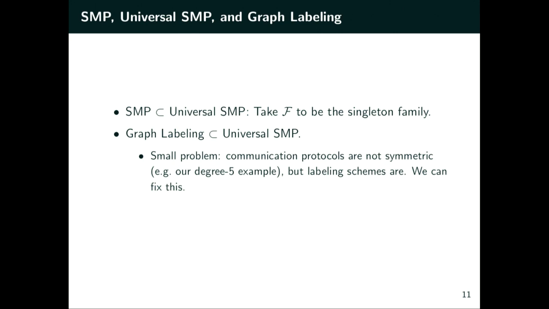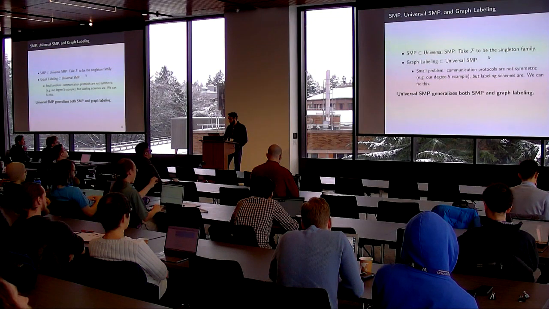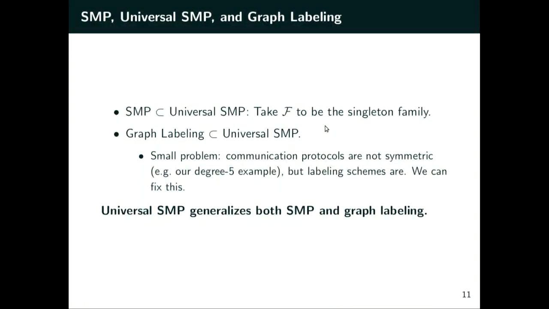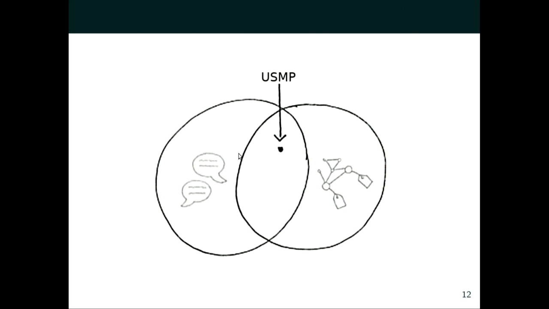This is just slightly more difficult to see, because the communication protocol is not necessarily symmetric. So one should be able to easily see that given a graph labeling scheme, you could get a deterministic universal SMP protocol. We want to go the other way, but we want to use Alice and Bob's functions as the labeling scheme, but Alice and Bob may have different functions, as in our degree 5 example, right? So we just need to symmetrize this, and this is okay. We can actually fix this, and therefore universal SMP generalizes both SMP and graph labeling, and therefore we actually have something in the middle here, something that belongs to both worlds.